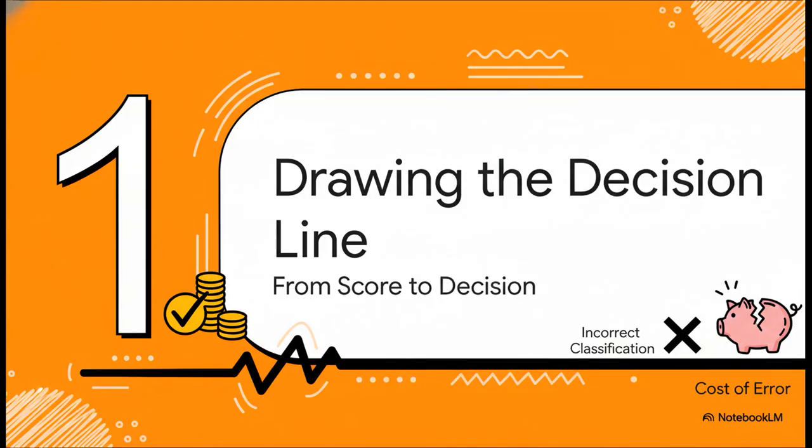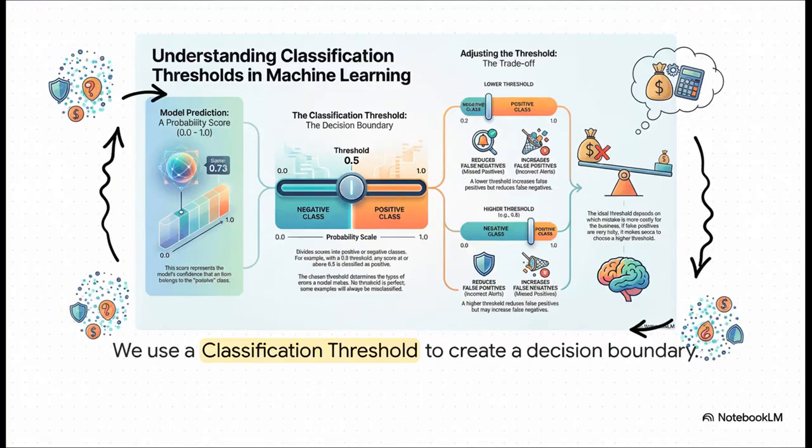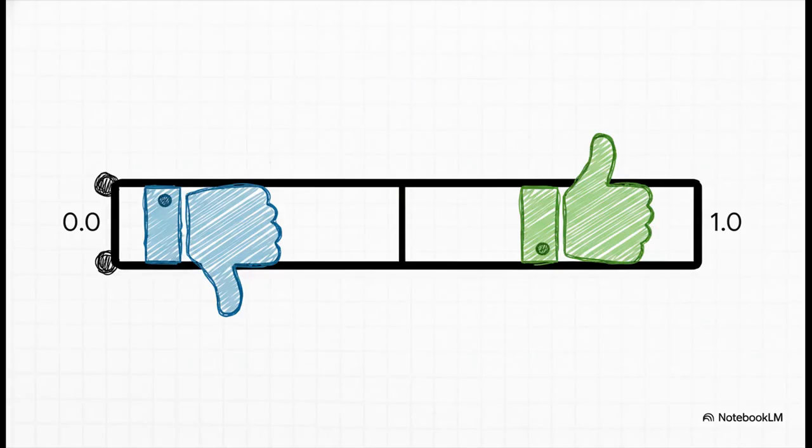A score is great and all, but we need an actual decision. So, how do we turn this number into a real classification? Well, we have to draw a line in the sand. And that line is called the classification threshold. It's the rule we create to divide all those probability scores into two clean groups, a positive class and a negative class. It's literally our decision boundary. The simplest, most common place to start is right down the middle, at 0.5. With this threshold, any score that's 0.5 or higher gets labeled as positive, and anything below that is negative. Super straightforward, a 50-50 split.